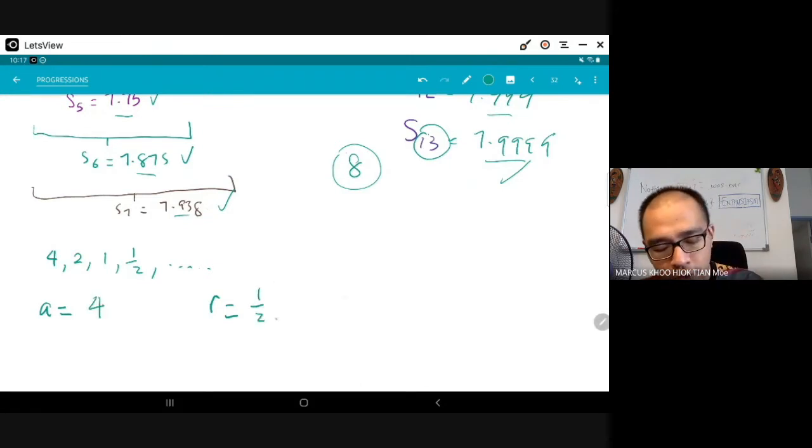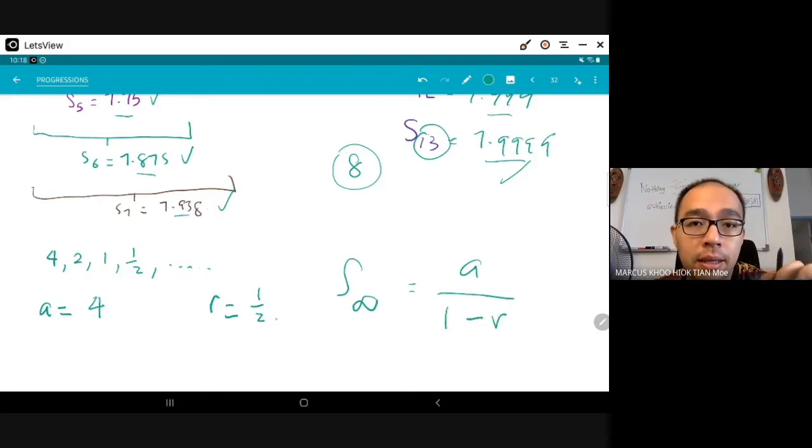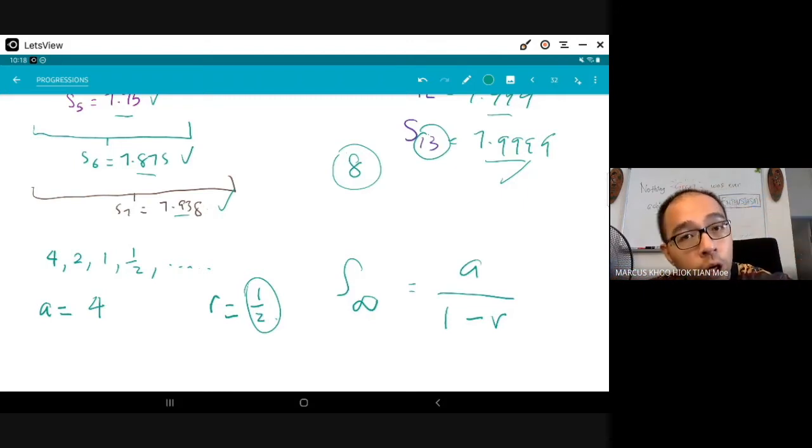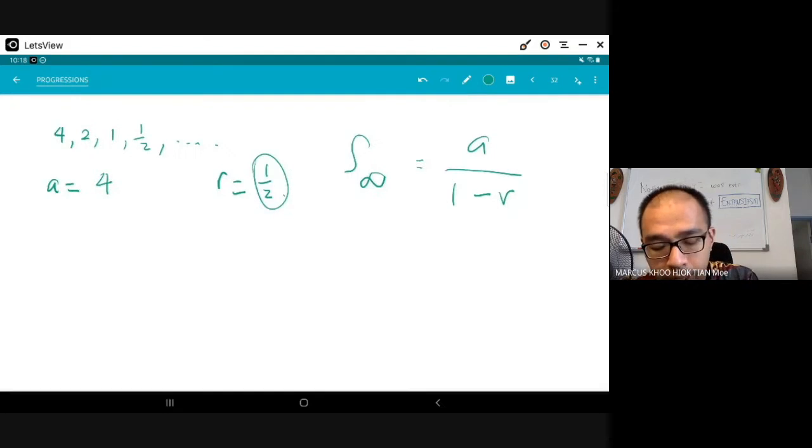So the formula for sum to infinity is A over 1 minus R. All I need to know is the number A and the number R. But remember this, that the R must be a fraction or decimal. This doesn't work if the number is getting bigger and bigger because it will approach a very big number. Sum to infinity works if the progression is getting smaller and smaller and approaching a certain number.